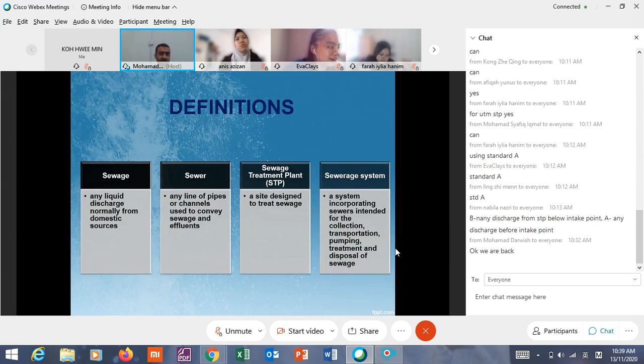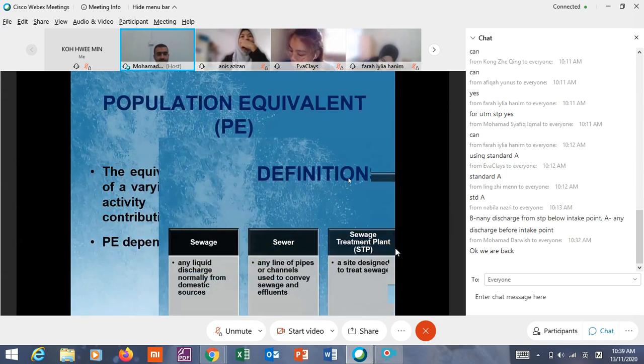Okay, here come some definitions. What is the sewage? What is the sewer? What is the sewage treatment plant? What is the sewage system? Okay. So the sewage is any liquid discharge, normally we use it for domestic source. Sewer is the pipes, the pipelines that carry the wastewater. The sewage treatment plant is the site designed to receive and to treat the wastewater. And finally, the sewage system is the whole system, starting from the collection point and ending with the discharge point. This is all we call sewage system.